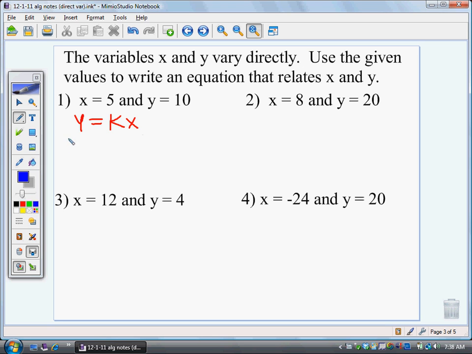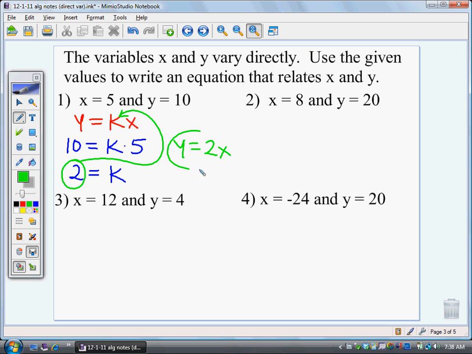We know that y is 10. We know that x is 5. And so we just solve this simple equation, divide both sides by 5, and you're going to get that k is equal to 2. We will then take this value and plug it right back in, and we can write our equation, y equals 2x.